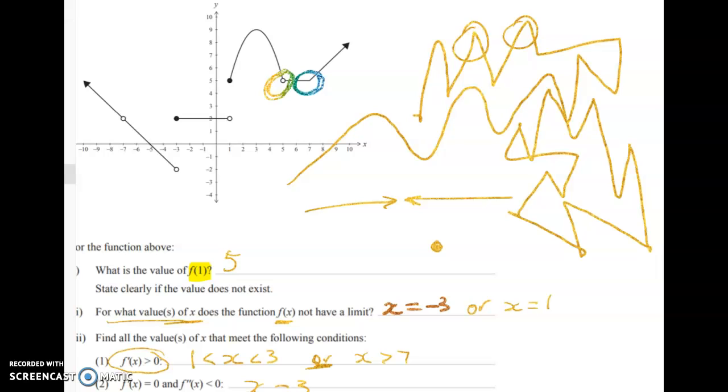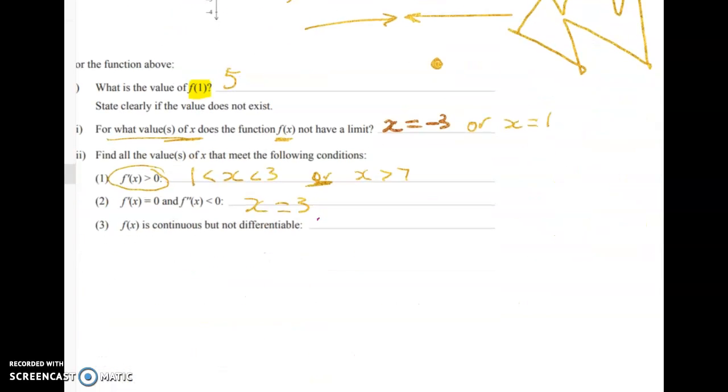Here, it's not continuous, so it's not that point. And here, it's not continuous. Here, it's not continuous. Here, it's not continuous. And here and here. So the one that we're after, the only one, is this one here where I've got x is equal to 7.